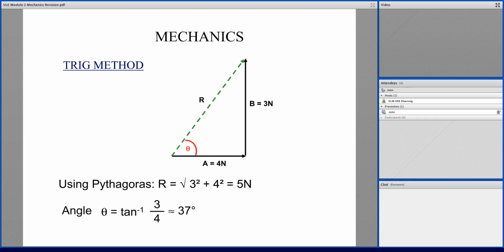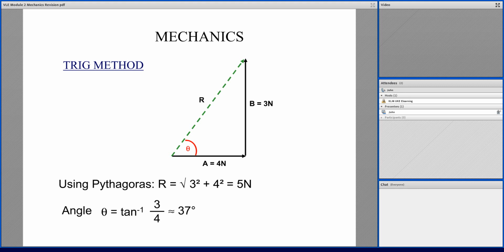Using Pythagoras then, we said that the resultant is always going from the origin to the tip of the last vector. All we've done here is add the 2 vectors up, but they're at right angles. The resultant's going from the origin, which is the start of A, to the tip of B. That angle there, shown in red, theta, is the direction. And that would be the direction from some known axis.